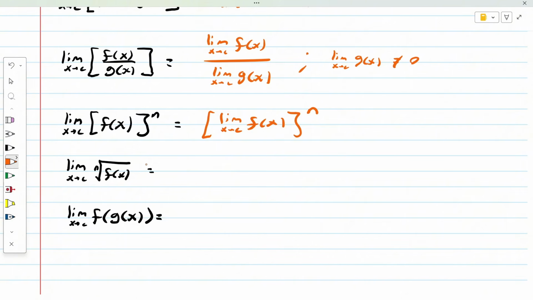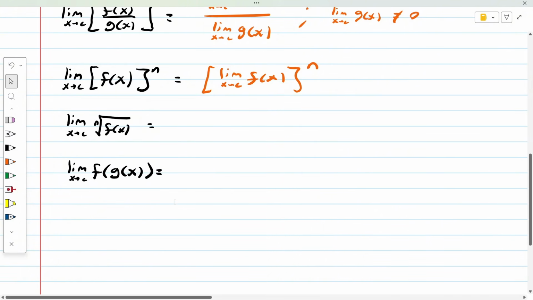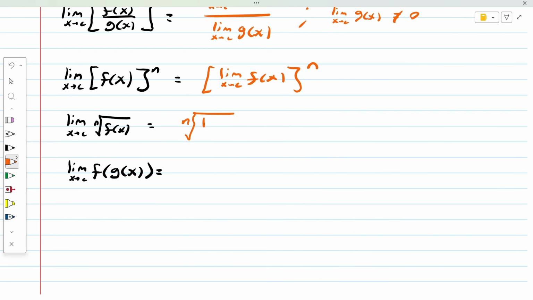Okay? And then in a similar way, in this case, we have the nth root. And so as long as the root exists, we can say that this limit equals the nth root of the entire limit of the function itself.